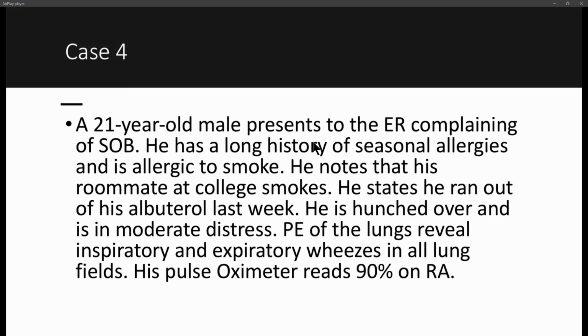Okay, next one. 21-year-old male presents to the ER complaining of shortness of breath, has seasonal allergies and is allergic to smoke. His roommate smokes. He thinks he ran out of his albuterol last week. Hunched over, in distress. Physical exam of the lungs reveals inspiratory and expiratory wheezes in all lung fields. Pulse ox is 90% on room air.